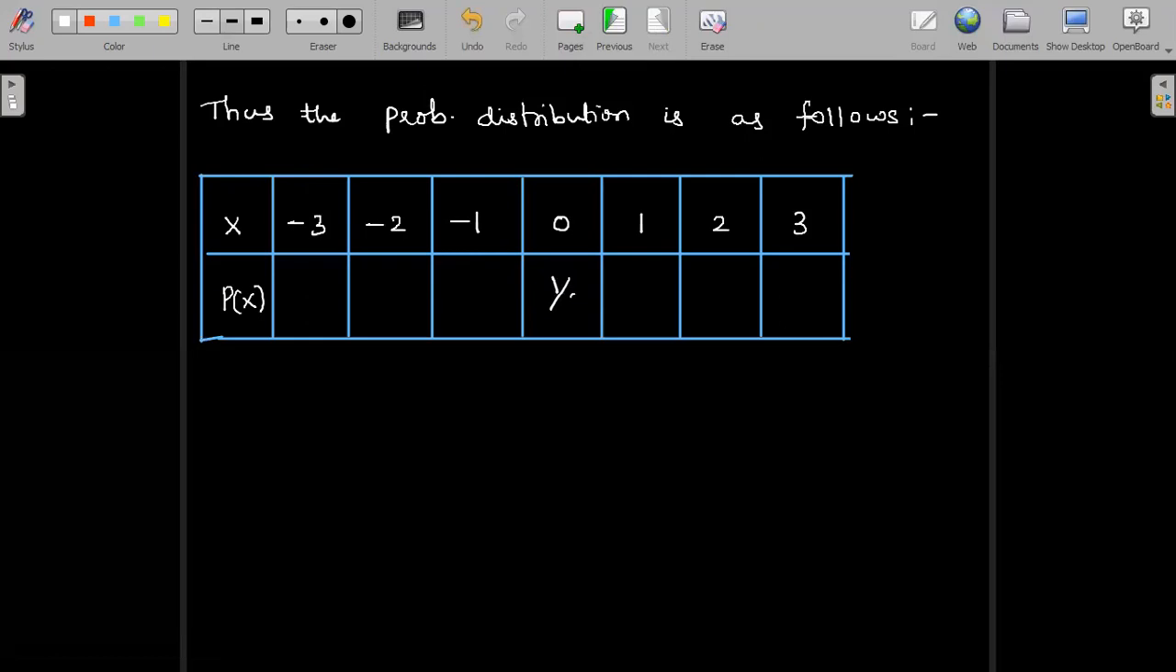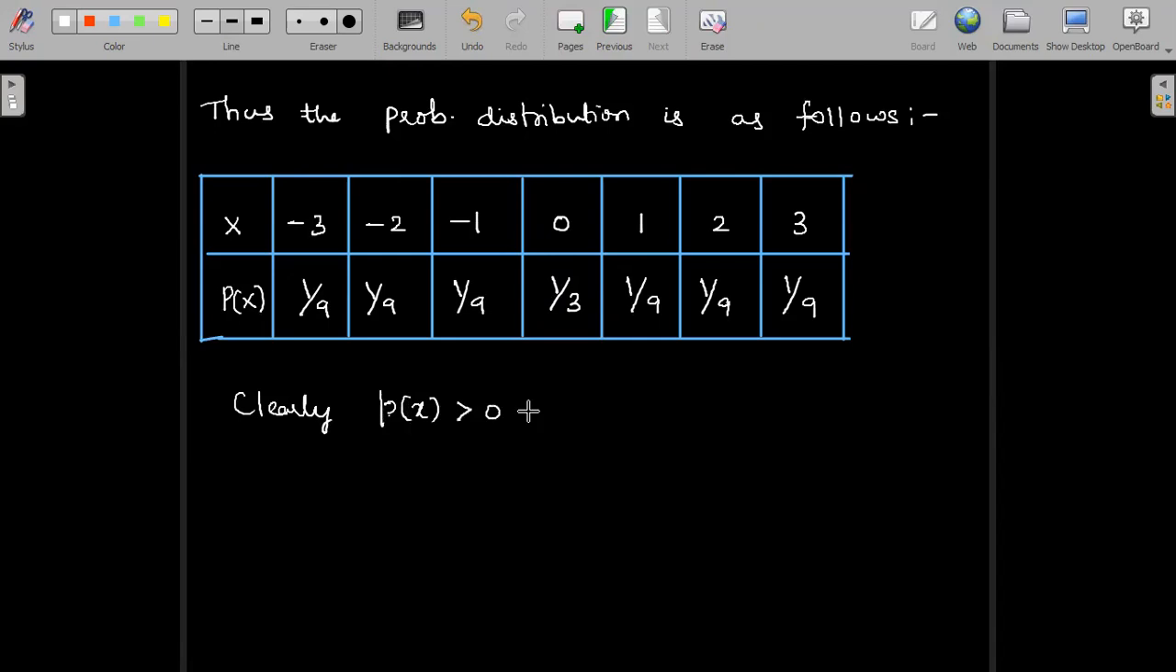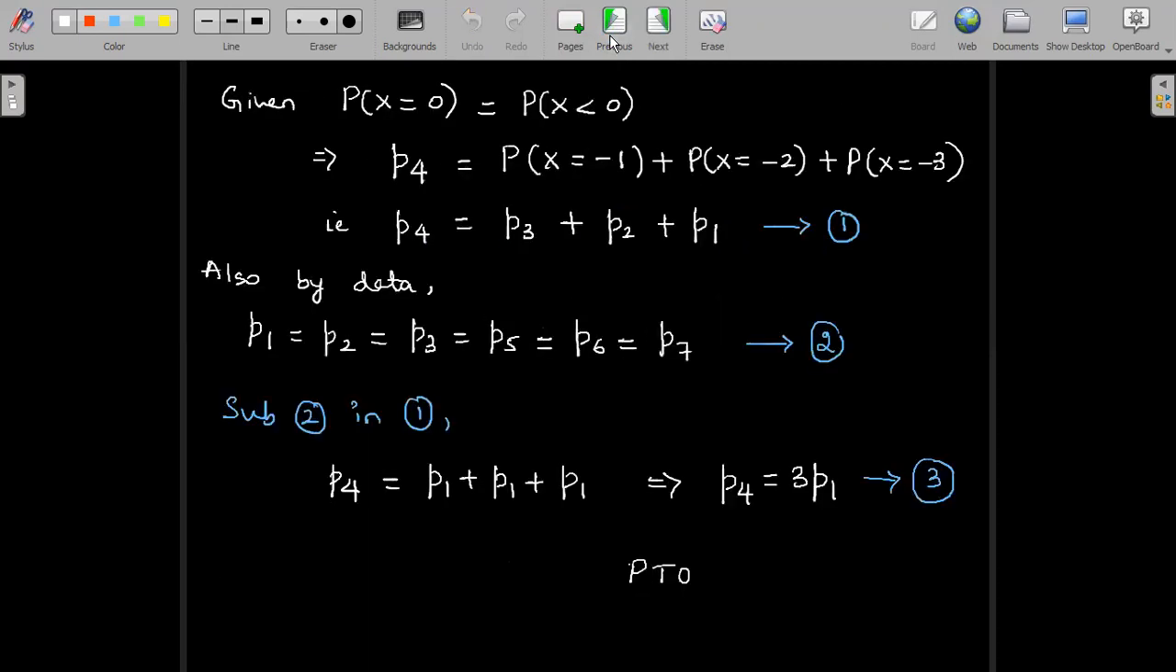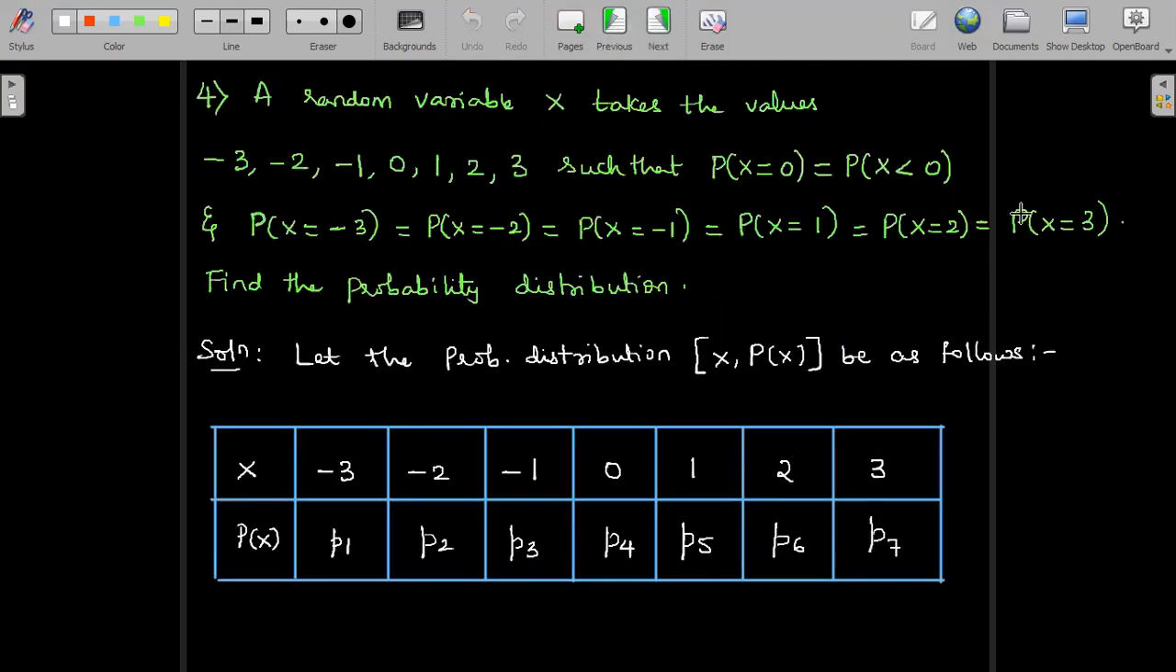The rest are all 1 by 9. And observe that when we sum up all these, the sum is equal to 1. We observe that the two conditions of a discrete probability distribution are satisfied. P of X is positive, and the sum of all P of X values, you can add it up and check, is equal to 1. So based on the two conditions given in the data, we found the probability distribution table.